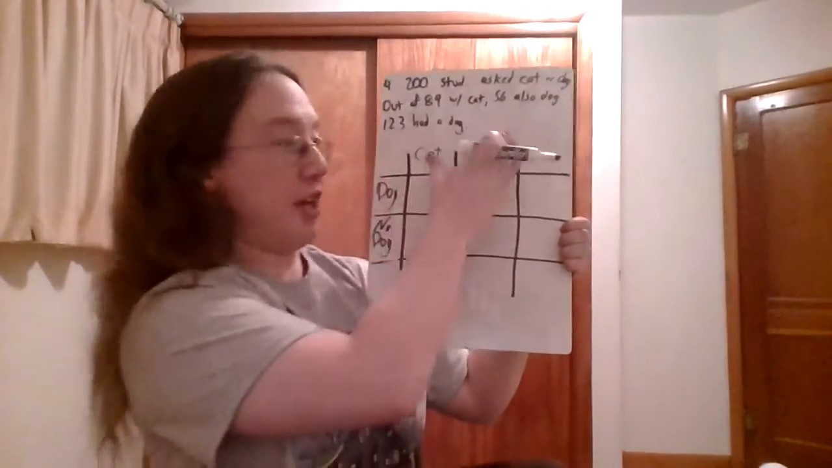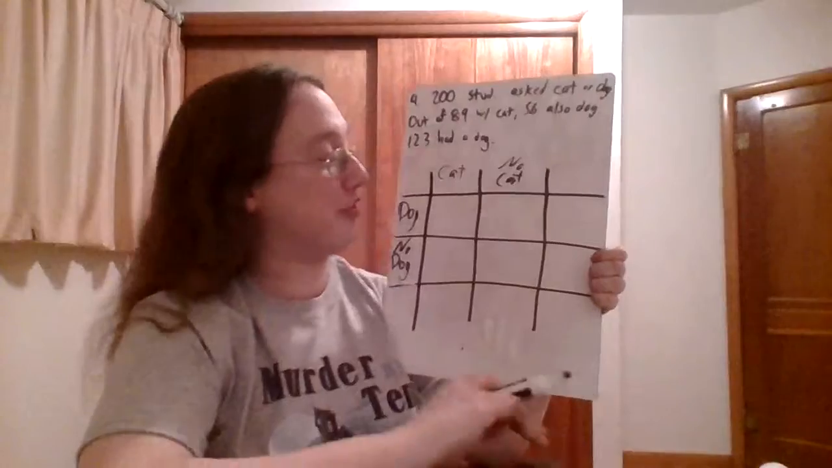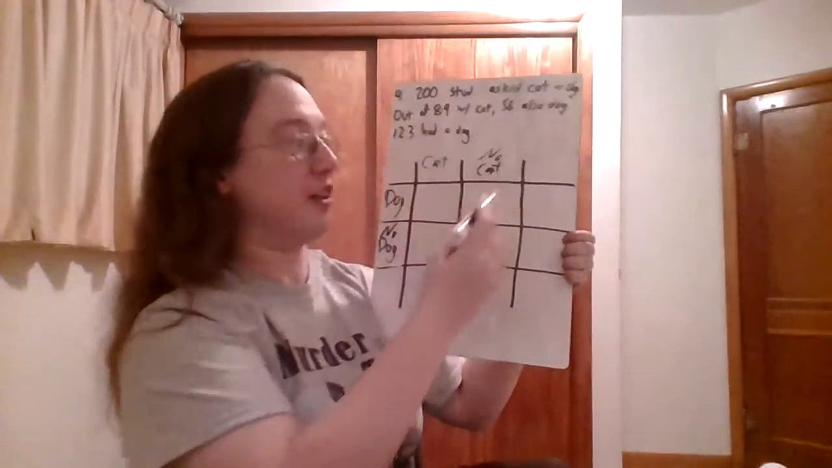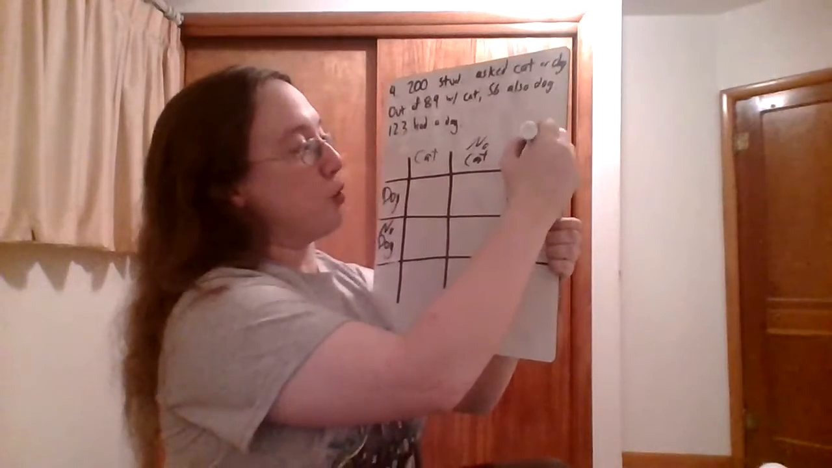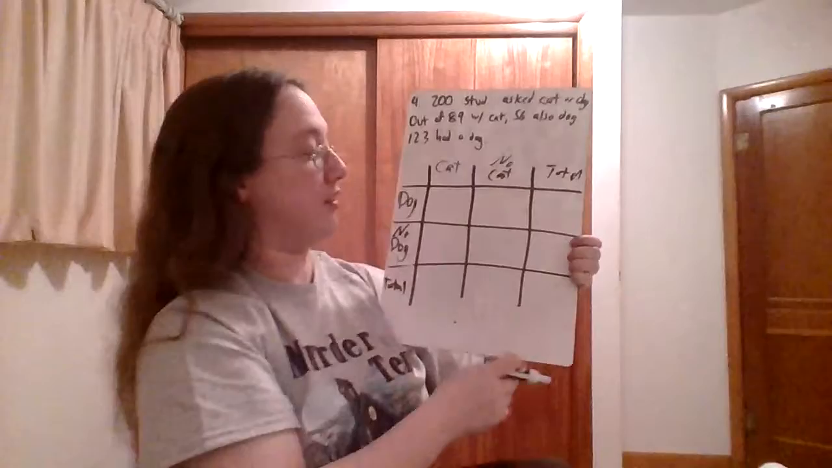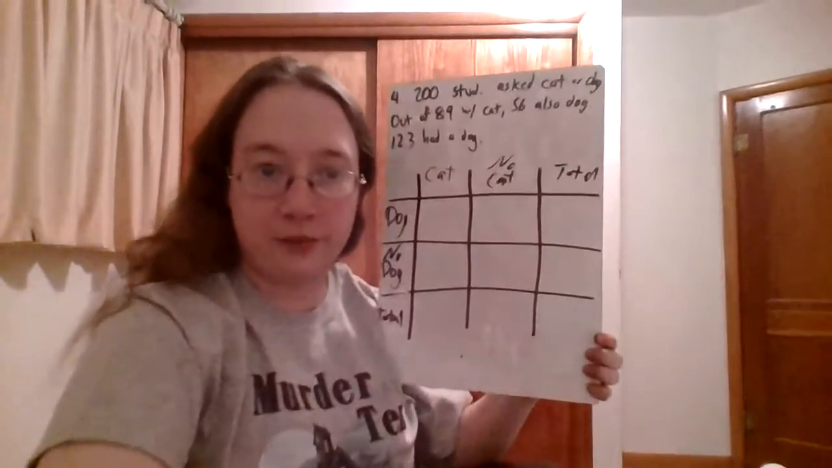And if you stuck the cats over here and the dogs over here, that's fine. And just a heads up that if you did that, your numbers are going to be flip-flopped around. So this thing will be there instead. That's fine. And then this is the total. And this is the total. Okay. So now we're ready to start filling things in.